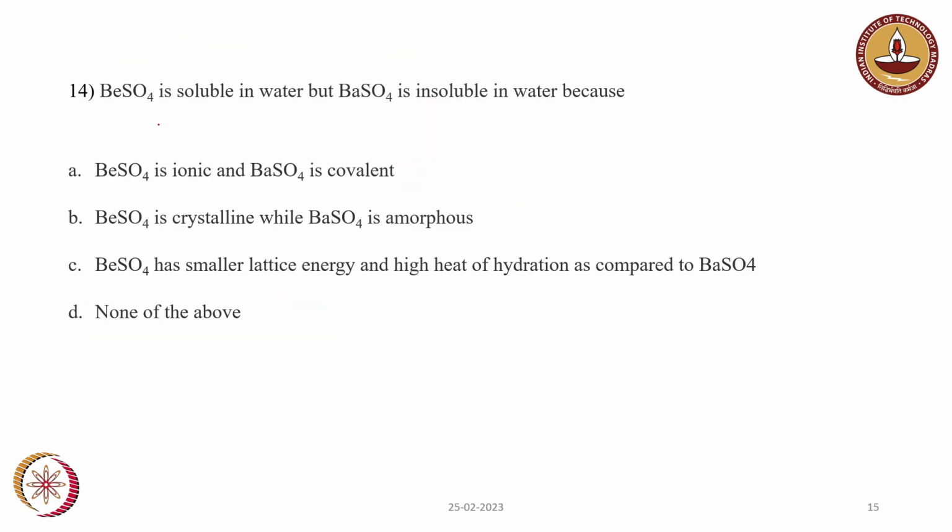Next question is: beryllium sulfate is soluble in water, but barium sulfate is insoluble in water because, option A, beryllium sulfate is ionic and barium sulfate is covalent. B, beryllium sulfate is crystalline while barium sulfate is amorphous. C, beryllium sulfate has smaller lattice energy and a high heat of hydration as compared to barium sulfate. And D is none of the above.